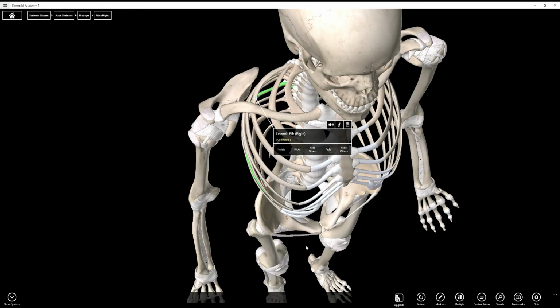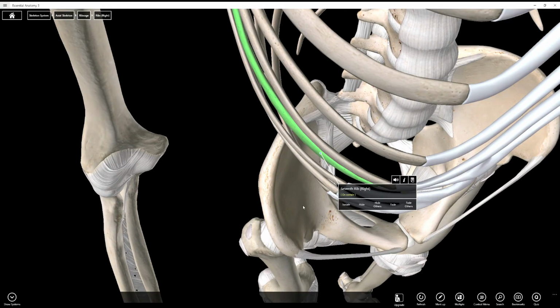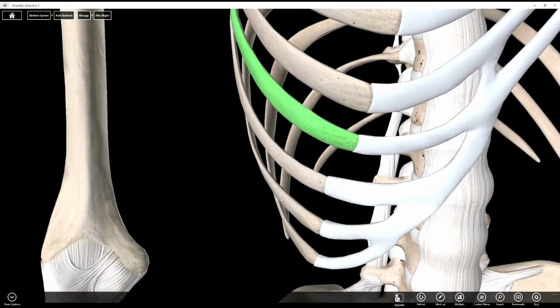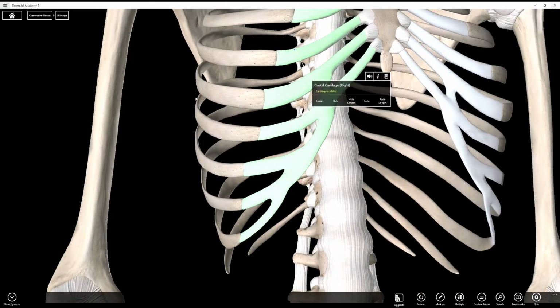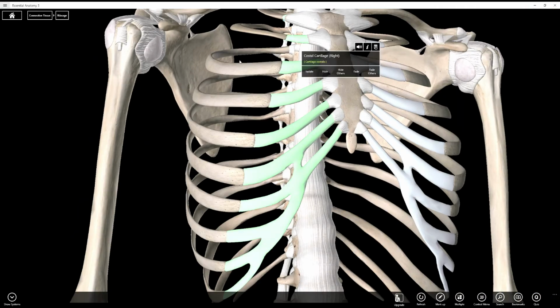Let's return everything. This here coming off of the end of the rib is the costal cartilage. Every rib has a cartilaginous attachment to the sternum. It may be indirect in the case of ribs 9 and 10, but other than ribs 11 and 12, they all have some costal cartilage connection to the sternum.